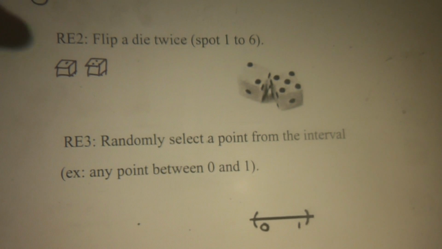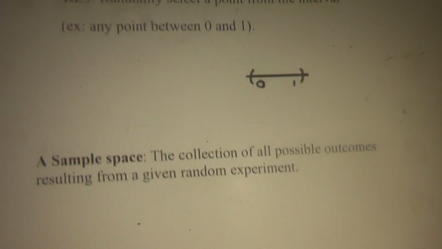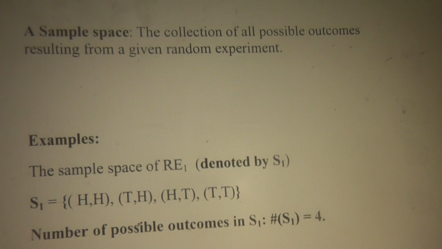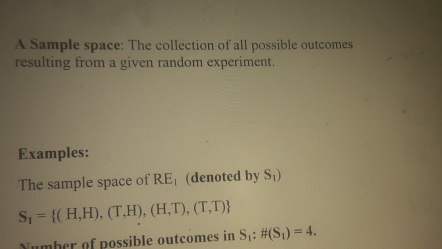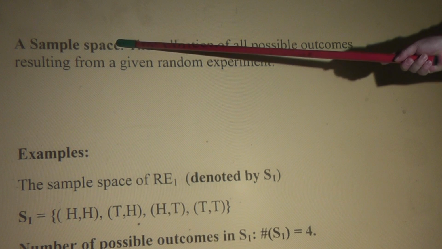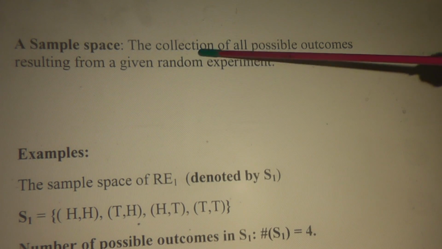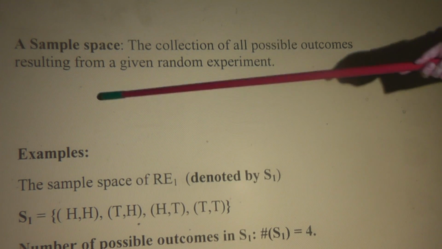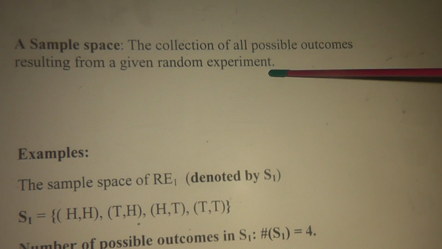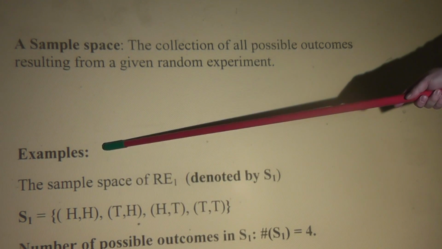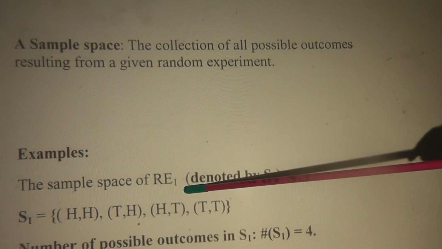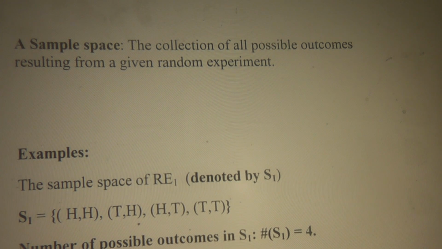Now, next one, let's define a sample space. What is a sample space? It's the collection of all possible outcomes resulting from a given random experiment. For example, the sample space of random experiment 1, denoted by S sub 1.